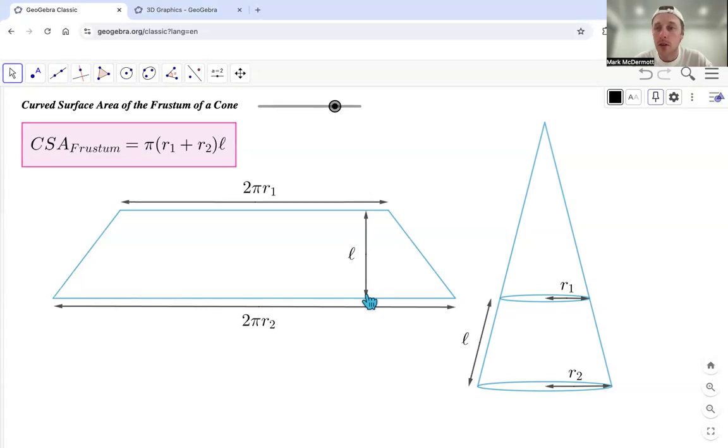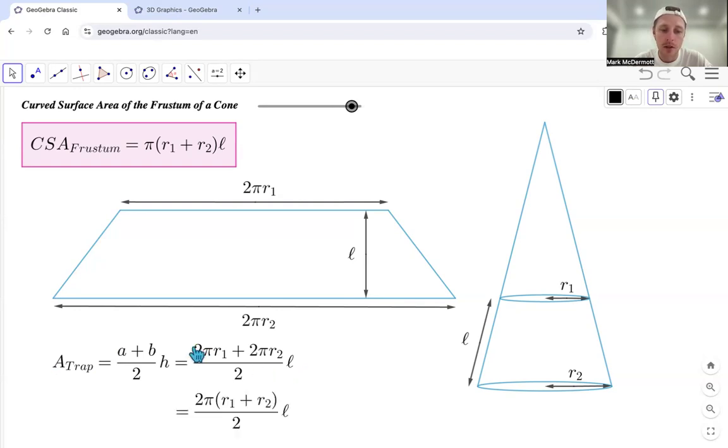And so now we can apply the trapezium formula. I encourage you to go research the trapezium formula if you're not sure, but the area of the trapezium is given by a plus b on 2 multiplied by h, where a and b are the side lengths of the top and bottom of the trapezium. So in our case, we get 2 pi r1 plus 2 pi r2 all over 2 multiplied by L. Taking out 2 pi as a factor, 2 pi comes out the front with r1 plus r2 all over 2 multiplied by L. Cancel the 2's out, and you're left with pi multiplied by r1 plus r2 multiplied by L.